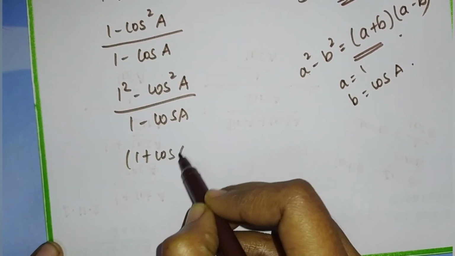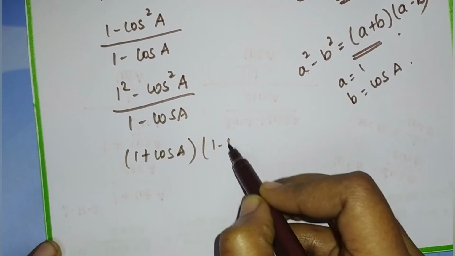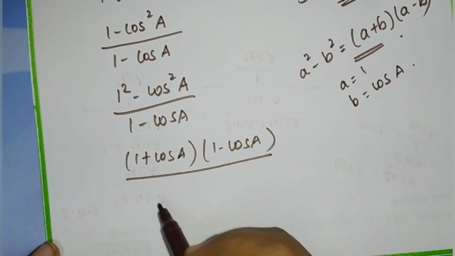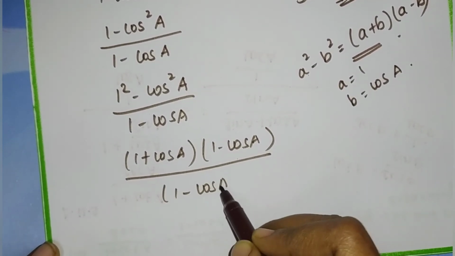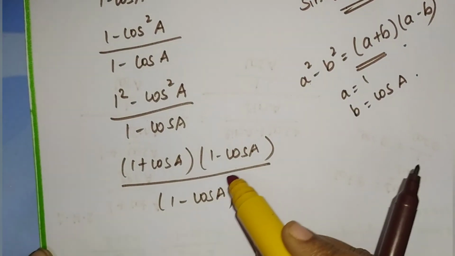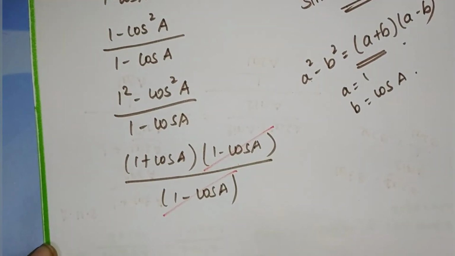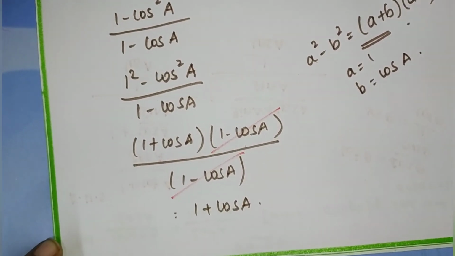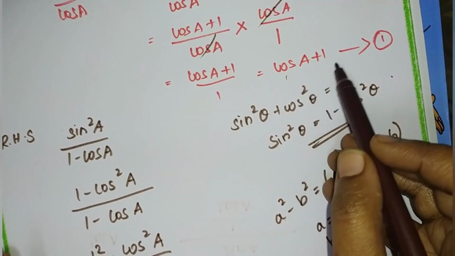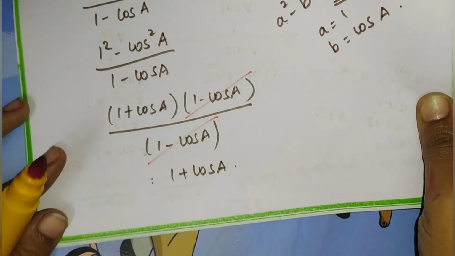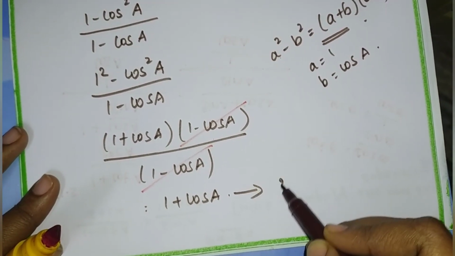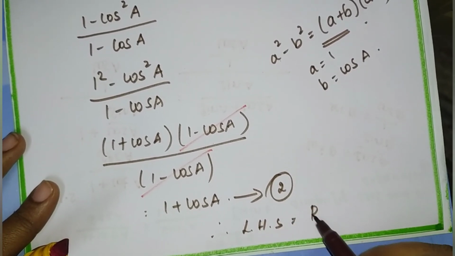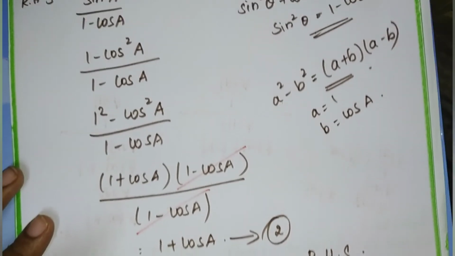So 1 plus cos A is A plus B, and 1 minus cos A is A minus B. A plus B, A minus B. 1 minus cos A was in the denominator. So here we can cancel 1 minus cos A, 1 minus cos A. The remaining is 1 plus cos A. Yes, we got the answer now. Cos A plus 1 here and 1 plus cos A there. Mark this as 2. Therefore, LHS is equal to RHS. Clear? Thank you.